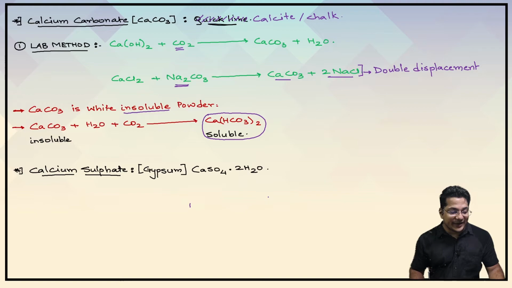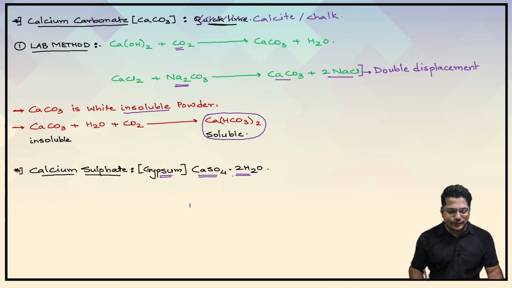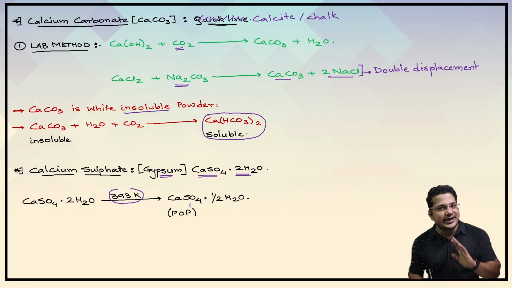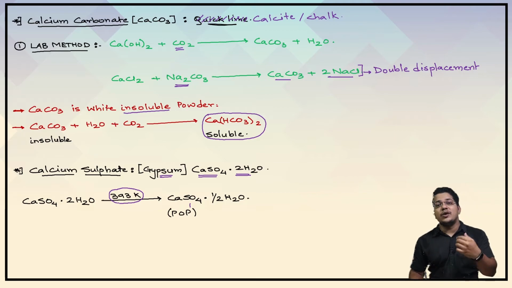Calcium sulfate is also referred to by the name gypsum. And note that CaSO4 is the formula, and along with this you would also have 2 water of crystallization. Okay, next thing. What is important about gypsum? Let's see. If I take gypsum and heat it at a temperature of 393 kelvins or less than 393 kelvins, then what would happen? Gypsum loses 1.5 molecules of water.